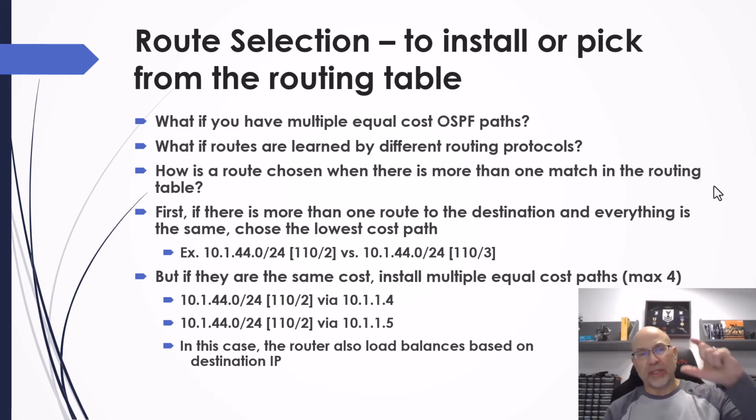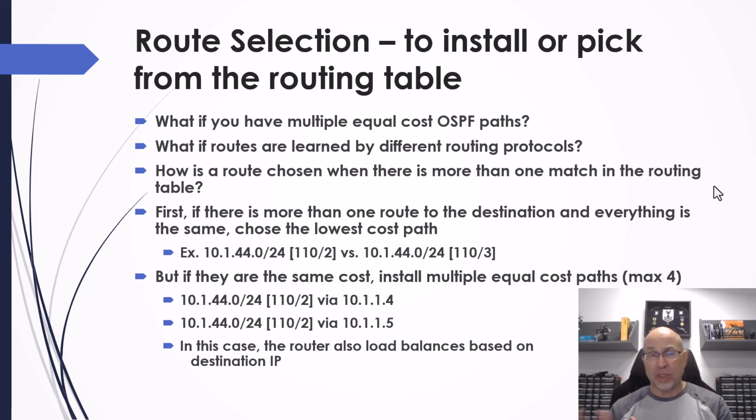Let me be clear here. At the top of this slide, right, the first couple of bullets are, what if you have equal cost OSPF paths? What if routes are learned by different routing protocols? What if the route chosen there has more than one match in the routing table? So these are all problems.